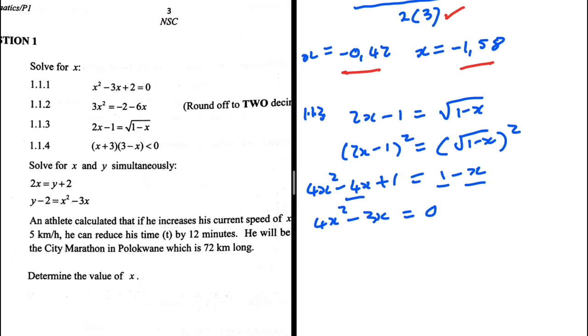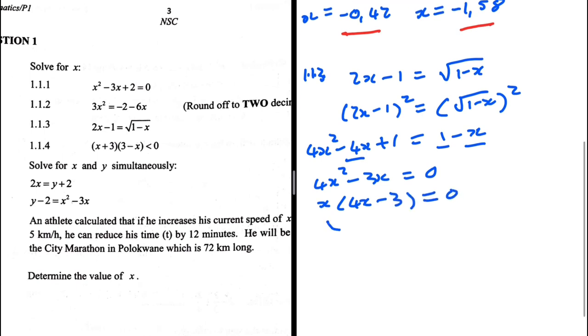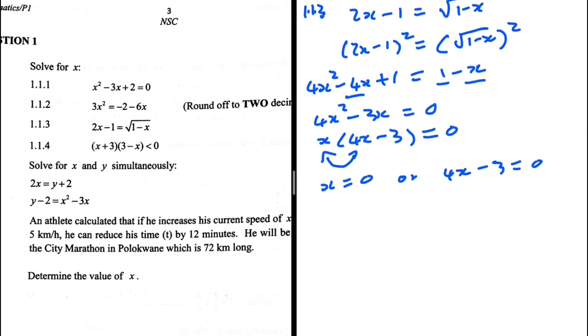We can take a common factor of x, and when we do that, we're going to get x times 4x minus 3 equals 0. So we have two numbers multiplying each other, and the product is 0. So one of the two numbers has to be 0. So what are we saying? We are saying that x equals 0, or 4x minus 3 equals 0. In order for 4x minus 3 to equal 0, we need 4x to equal 3, and therefore x equals 3 over 4. So these are our two possible solutions. x equals 0 or x equals 3 over 4.